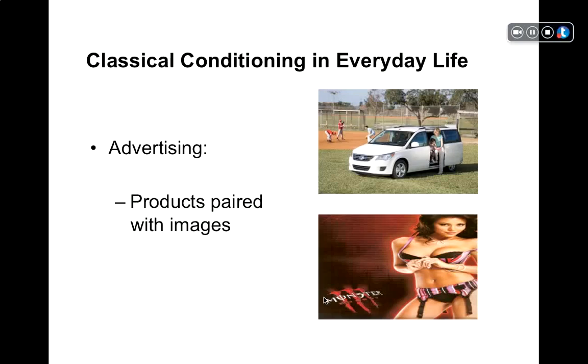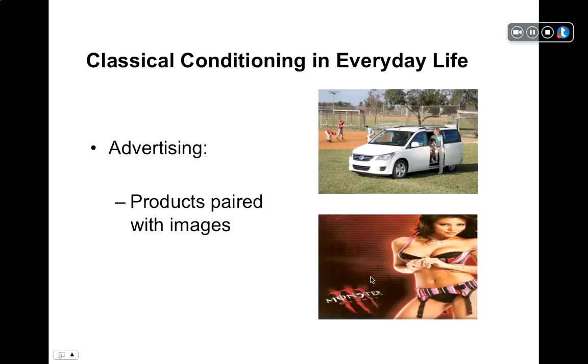All right, so a couple of applications here in everyday life of classical conditioning. Advertising, I'm pretty sure you're familiar with. So why would an advertiser put a minivan in the middle of a ball field? Well, the idea is that here's the previously neutral stimulus, right? The minivan. So what? It's a minivan. Now the association is with ballparks and fun and mom and dad and grandma and grandpa and picnics and all those good feelings. So what the advertisers try to do is pair these products with certain imagery so that they're conditioning a good feeling response to their product.